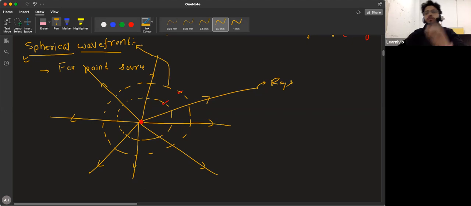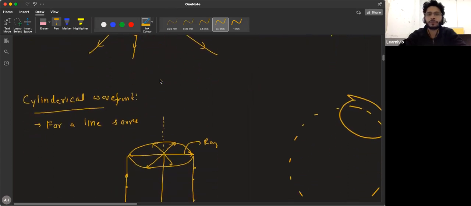But instead of a point source, if I take a line source, like a tube light, which is a line source, and you take points at equal separation from the tube light, then you will not get a sphere. Can you guess which shape you will get if you take points at equal separation from a line source? If I take this line and ask you to draw a shape by taking points at equal separation from this line, what shape will you get? Cylindrical. So if you have a line source, then your wavefront will be cylindrical.